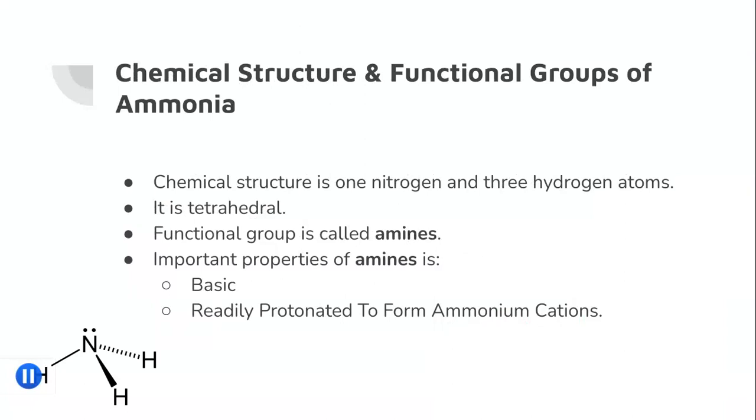The chemical structure and functional groups of ammonia. The chemical structure is 1 nitrogen and 3 hydrogen atoms. It is a tetrahedral. The functional group is called amines. Important properties of amines is it's basic and readily protonated to form ammonium cations. And on the bottom here I have the function and the structure of how it all works together.